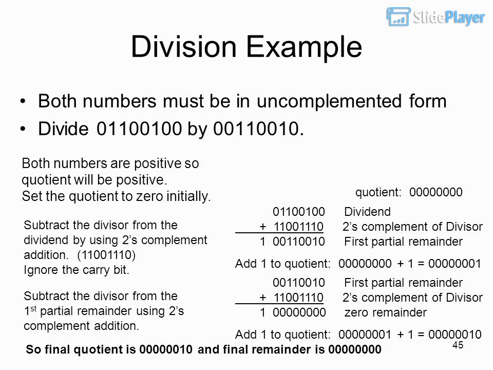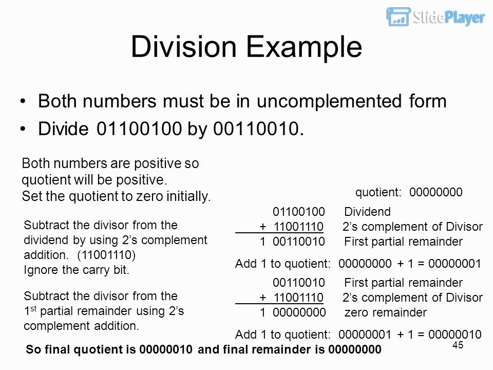0110010 dividend plus 11001110, the 2's complement of the divisor, gives 10011010, the first partial remainder. Add 1 to quotient: 00000000 plus 1 equals 00000001. Subtract the divisor from the dividend by using 2's complement addition.